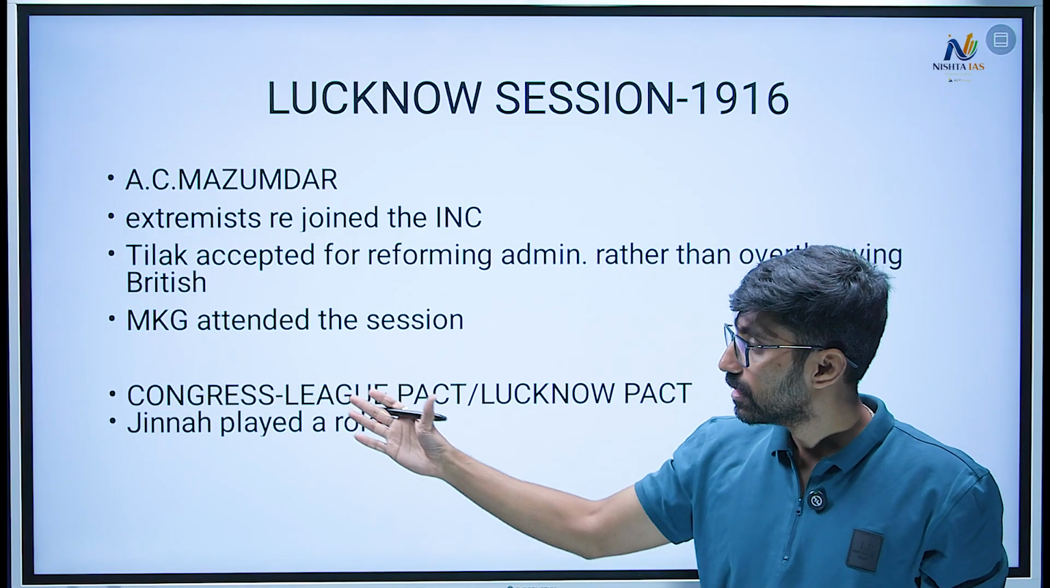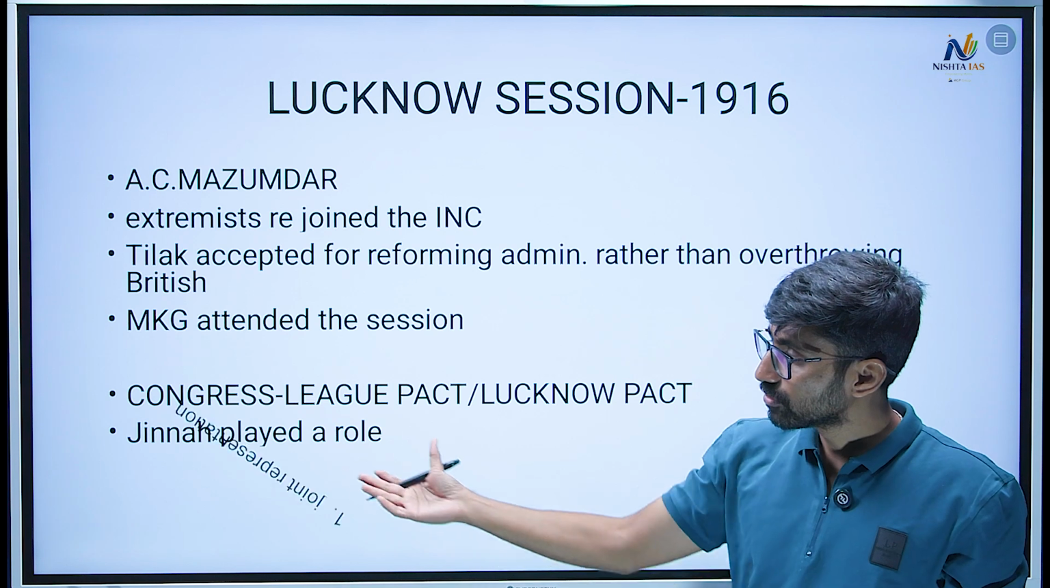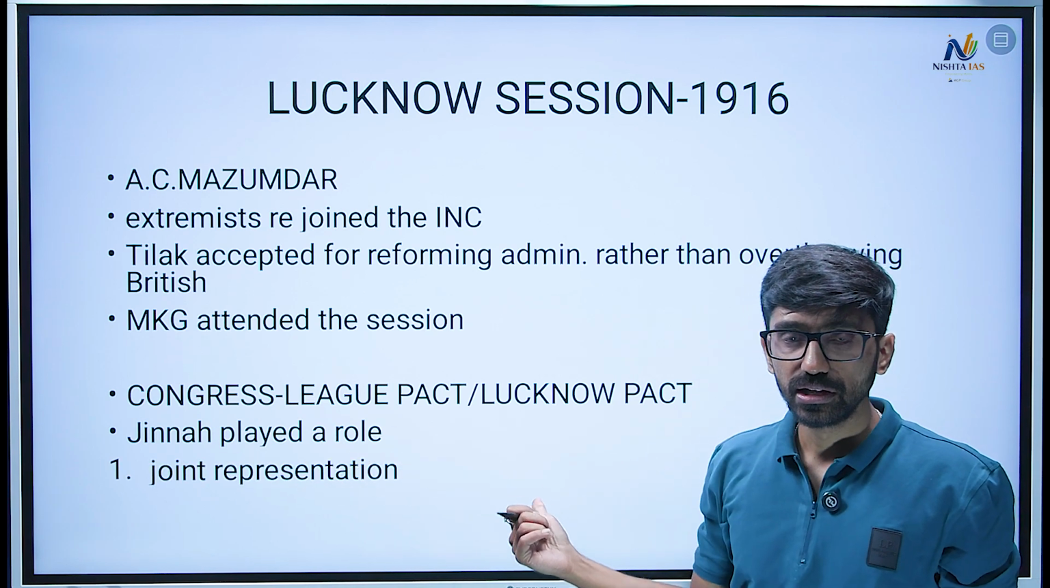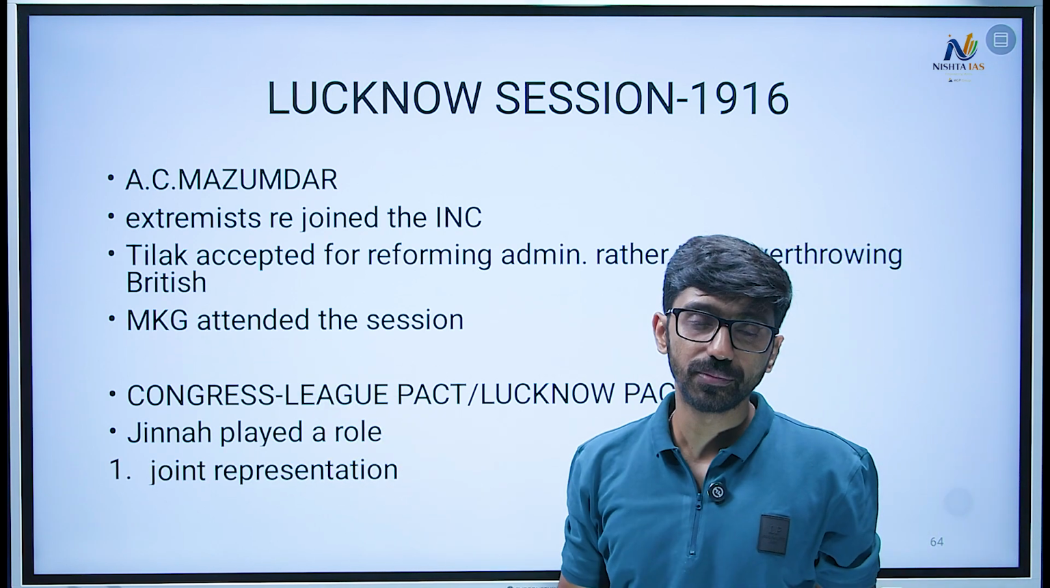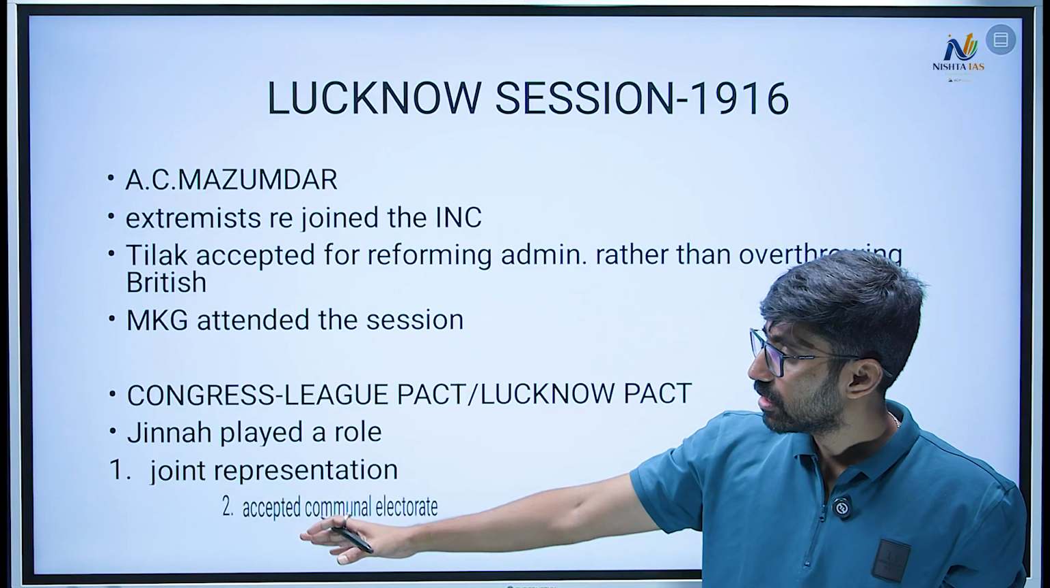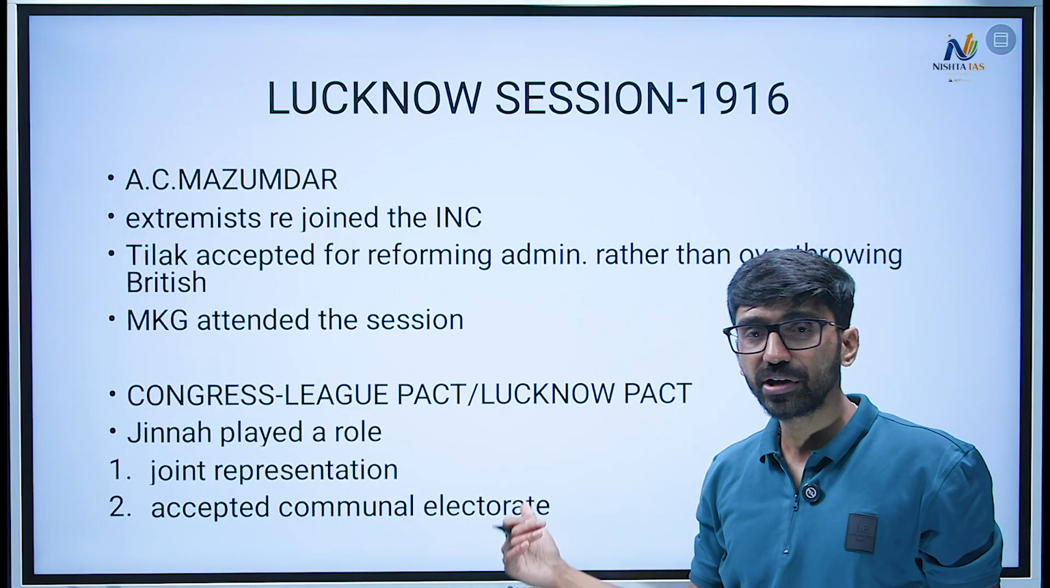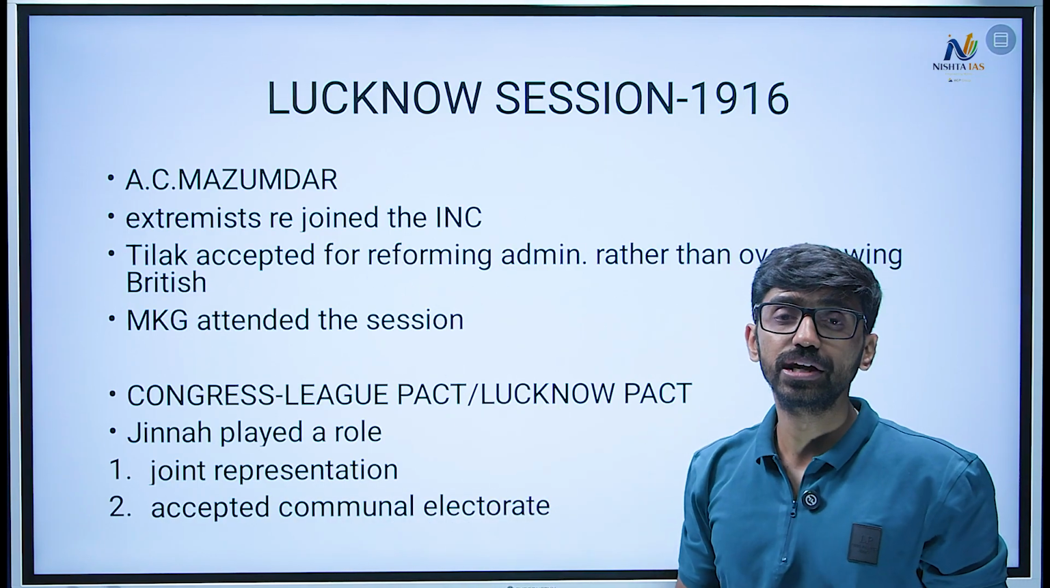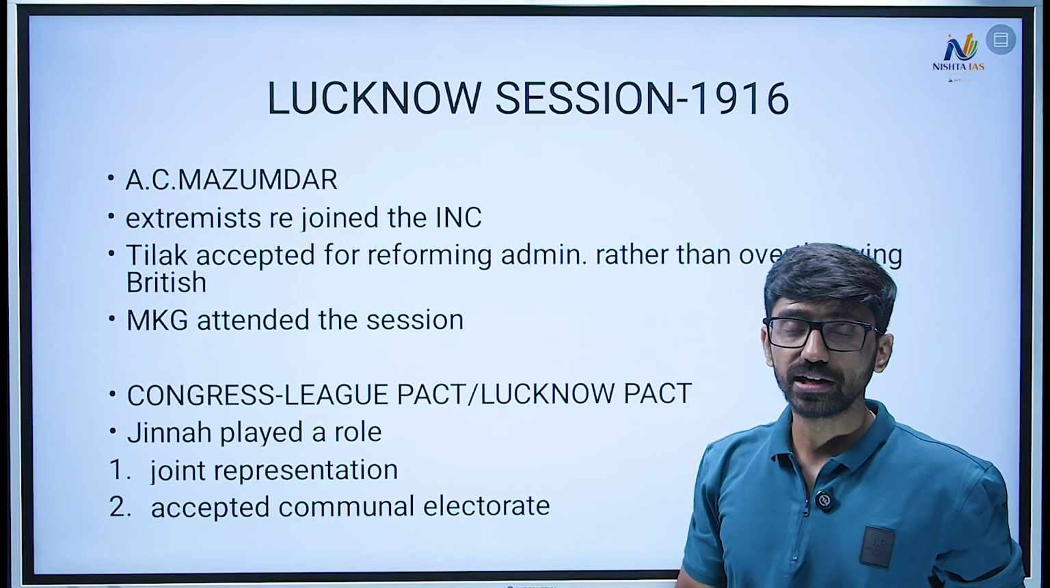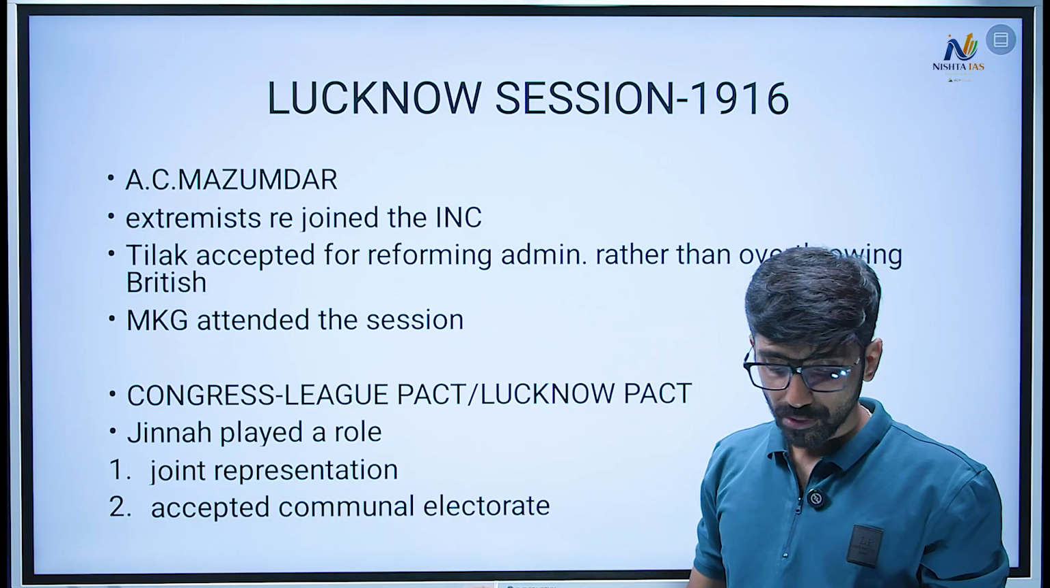Now in this pact, Jinnah played a role, and of course they accepted joint representation. That is, both of them are going to fight against the Britishers. And then we can talk about one mistake they made, which was accepting the Communal Electorate of the 1909 Act. That's the Minto-Morley reforms, which had given separate electorate, and they both accepted that.